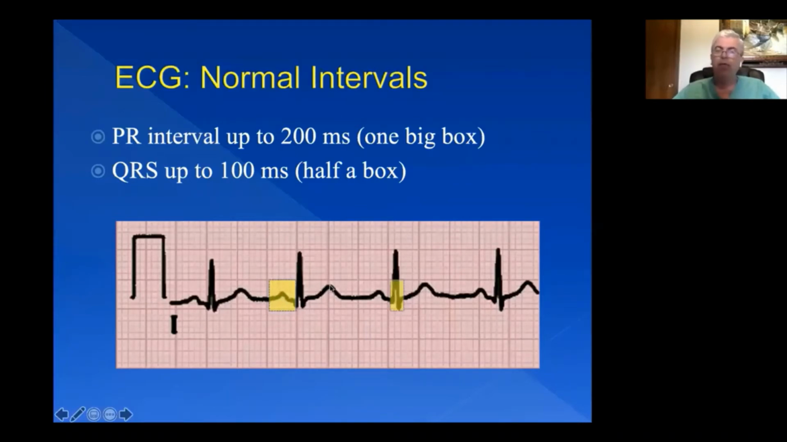The QRS duration should be 100 millisecond or less, which is half a big box. So on a quick look, you'll find PR within a big box, QRS half or less of a big box. Then you're dealing with normal activation times. Here, just to highlight, this 1 millivolt test gives you 10 millimeter.